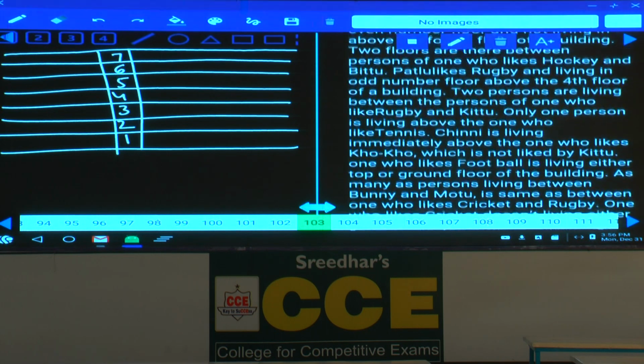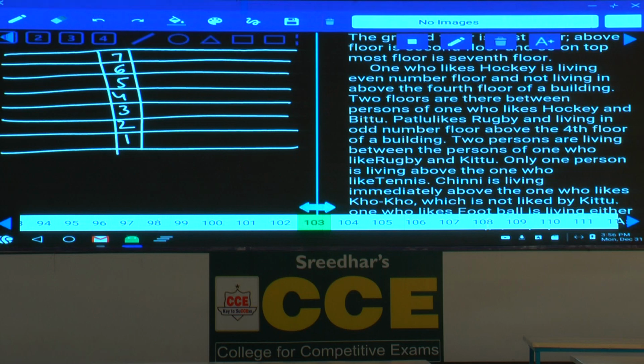Condition number 1: one who likes hockey is living on an even number floor and not living above the 4th floor. Above the 4th floor means hockey can be either on the second floor or on the fourth floor, isn't it? Hence, how many possibilities do we have? We have 2 possibilities.